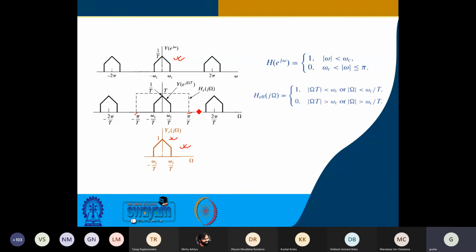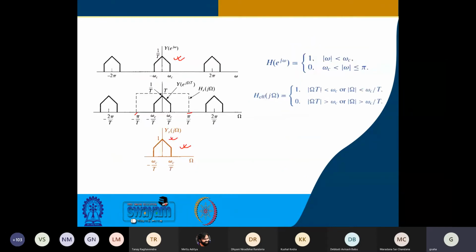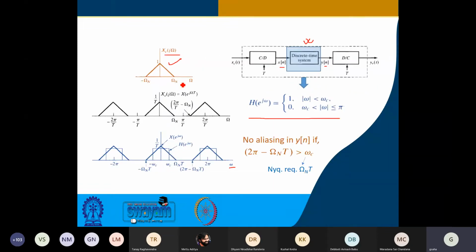Also, I would ask you to look at the x ticks and y ticks. This omega, what are these values? Pi by T, omega_n T, then omega_c by T. You might get in a class test, or in any test, where we might ask you to pictorially describe what happens in a case like this, right?